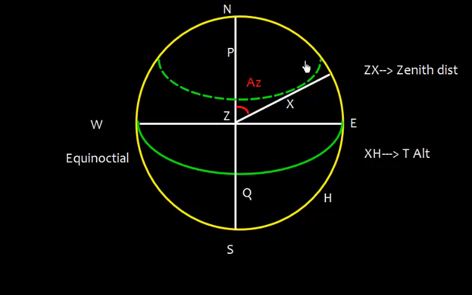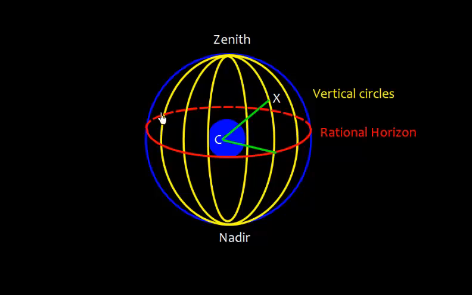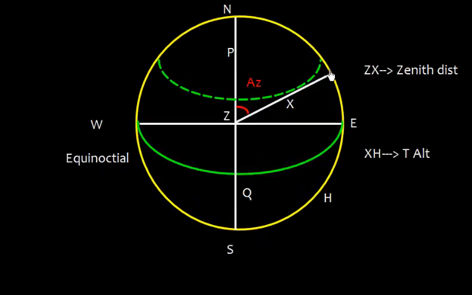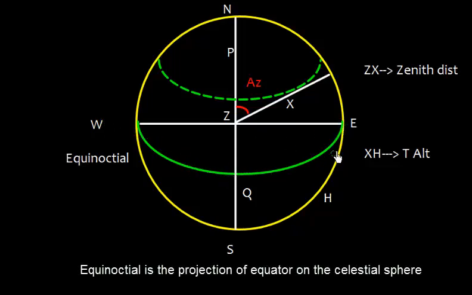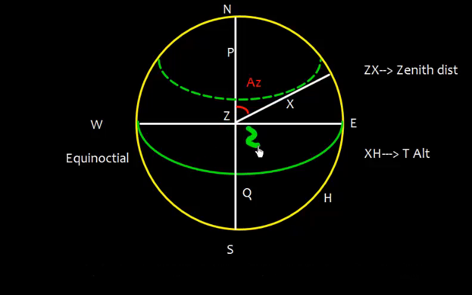Now let me define azimuth. Suppose this is a rational horizon diagram. We are talking about this red colored rational horizon, and this is how it looks here. This one is the north point, this one is the south point, this one is east, and this one is west. This is observer-centric, so the observer is in the center. Let me also mark that from north to observer this is 90 degrees, and from observer to south this is also 90 degrees. This one is also 90 degrees, and this one is also 90 degrees. Well, this is the equinoctial WQE, and this one is the latitude.